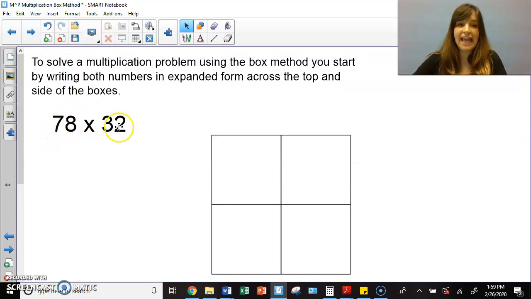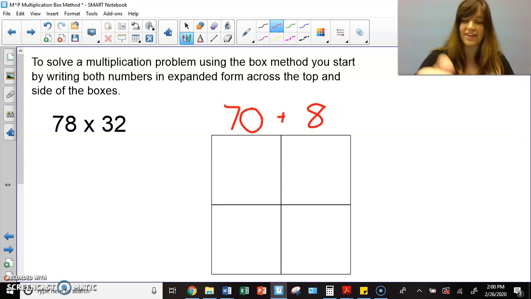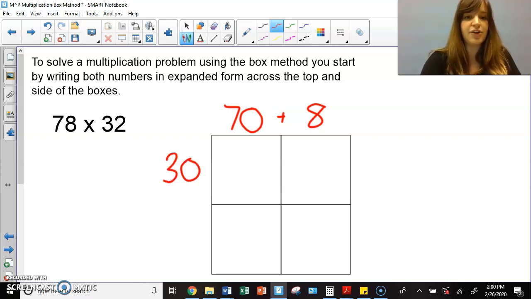So let's look at this problem. We have 78 times 32, okay? I'm going to take my number, 78, and break it into expanded form. I'm going to break it into the tens place, which is 70, and the ones place, which is 8. 70 plus 8 is equal to 78. I'm going to do the same thing with 32. I'm going to break it into expanded form, the value of the tens and the value of the ones. I'm going to do that going along the side. So I'm going to say 30 plus 2, okay?